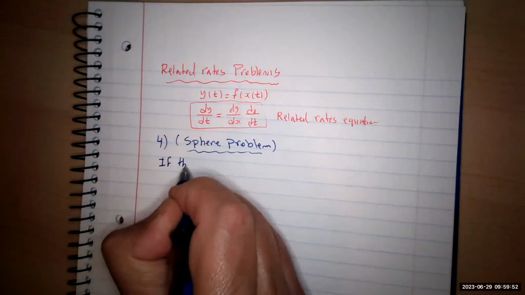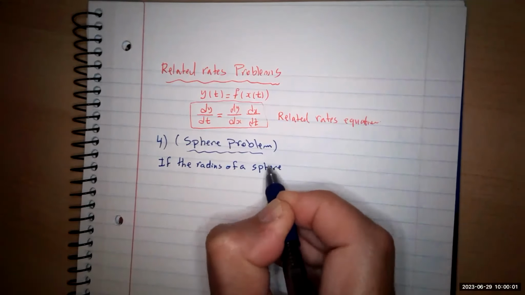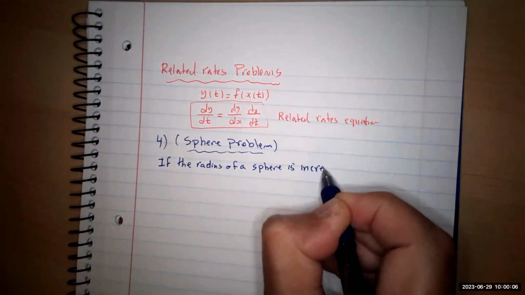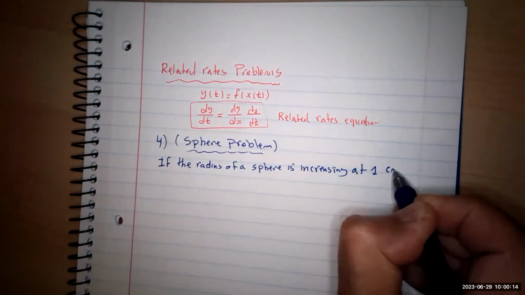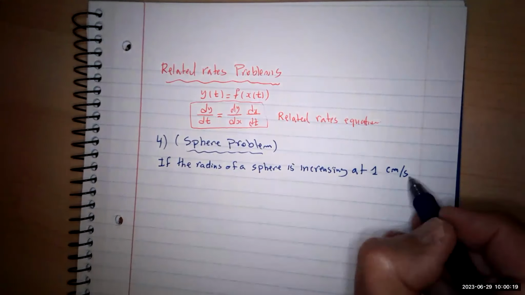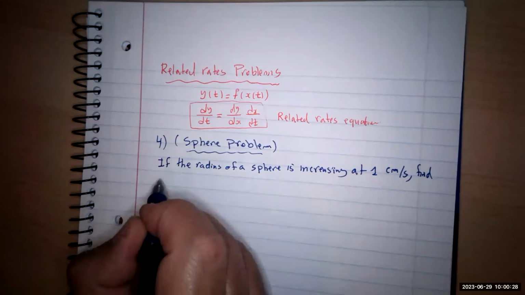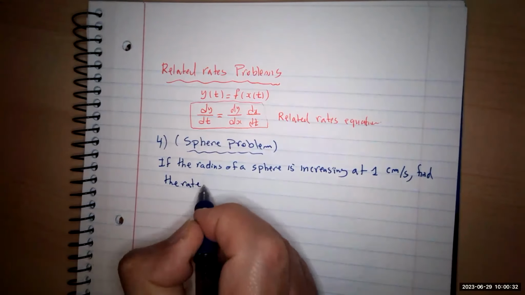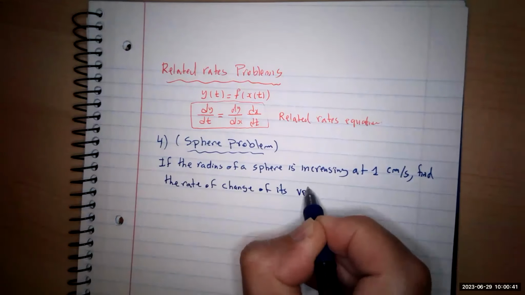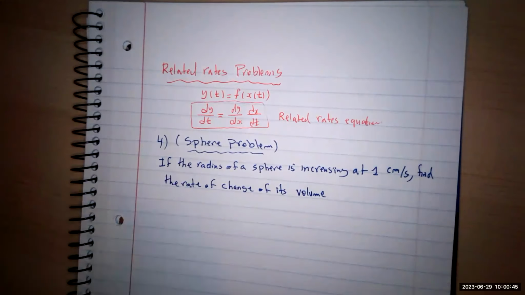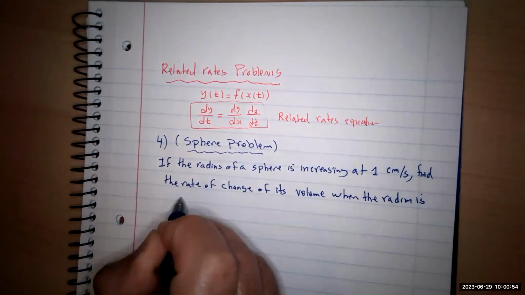If the radius of a sphere is increasing at 1 centimeter per second, we would like to find the rate of change of its volume when the radius is 6 centimeters. It's the same one, but you have one in your practice that is going to be the other way around.